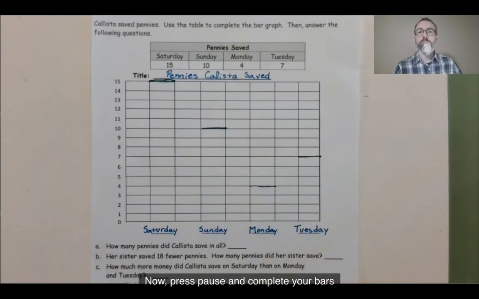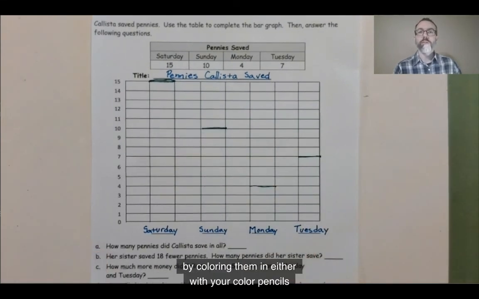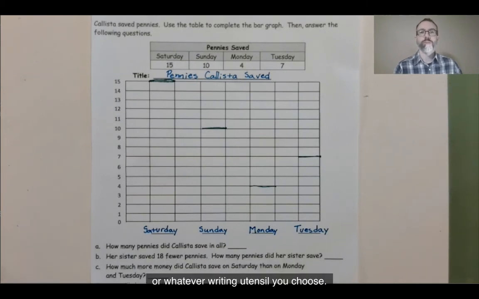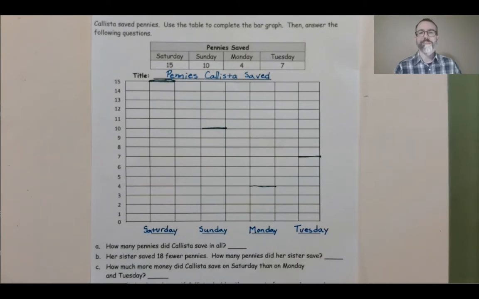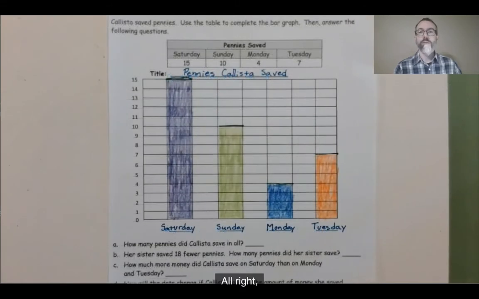Now, press pause and complete your bars by coloring them in either with your colored pencils or whatever writing utensil you choose. When you finish, press play, and I'll see you back here. All right, is there anything else we need to do to our graph? No, our graph is complete. So let's now answer the questions.